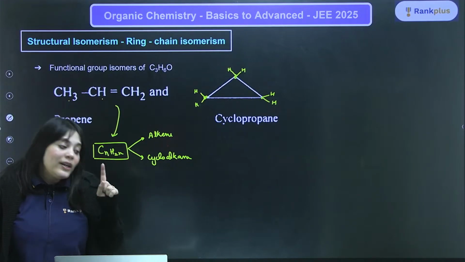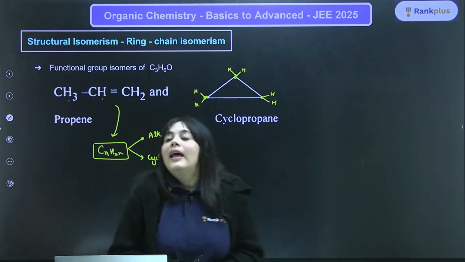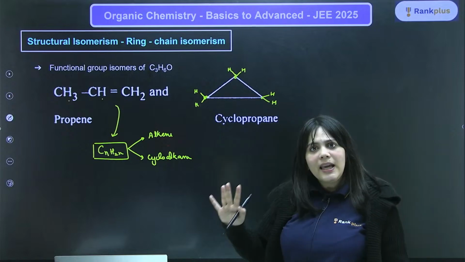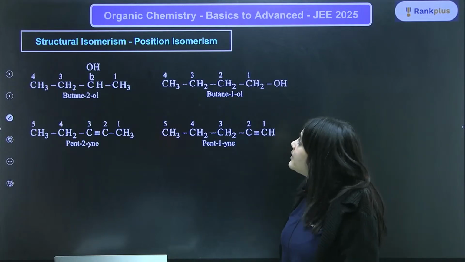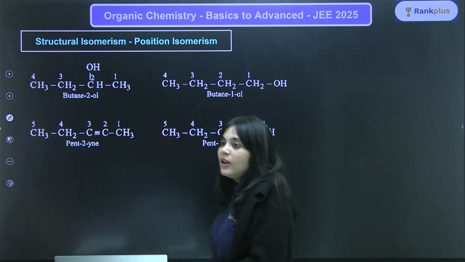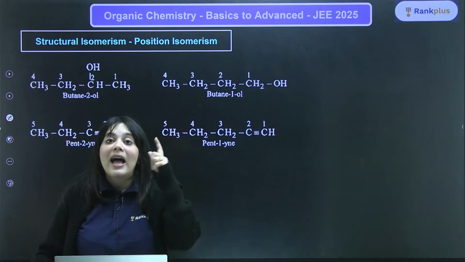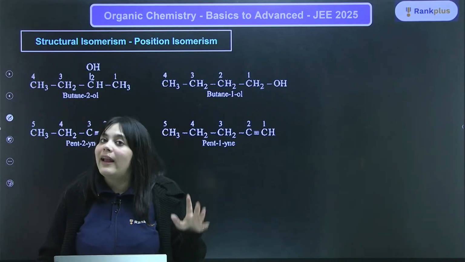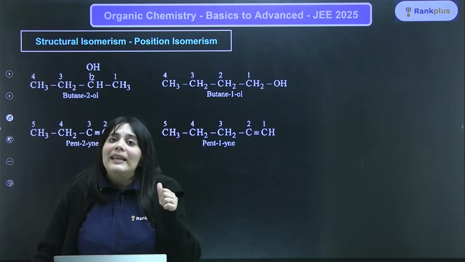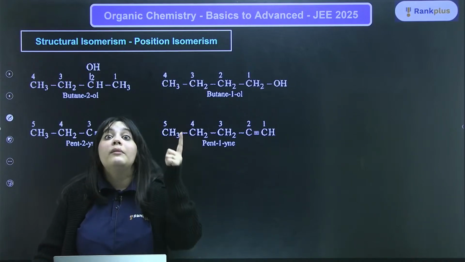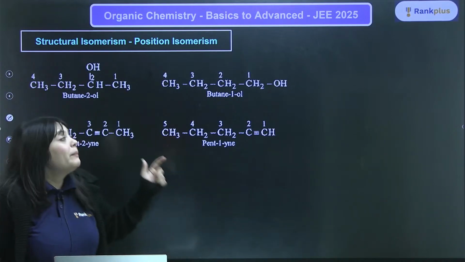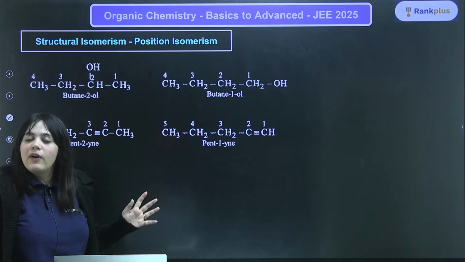Ring chain isomerism is shown by alkene as well as cycloalkane. Easy? Let's move forward. The next kind of isomerism is position isomerism. Position isomerism is shown by molecules which contain a functional group. It can be a double bond, a triple bond, or any functional group like the OH functional group.